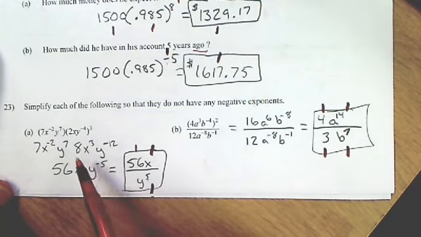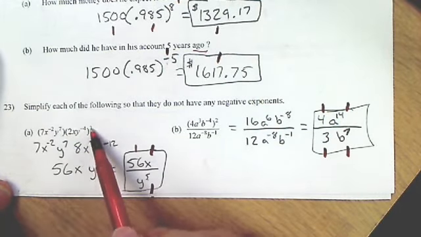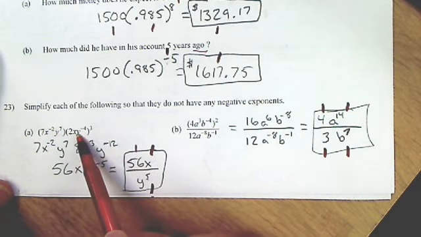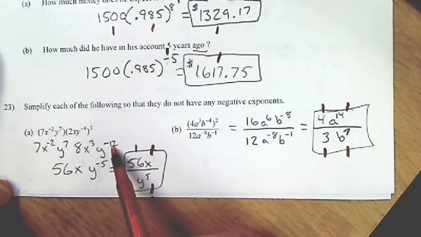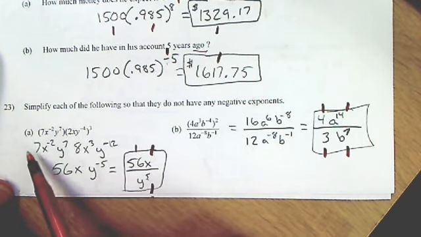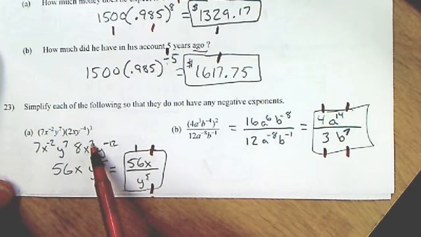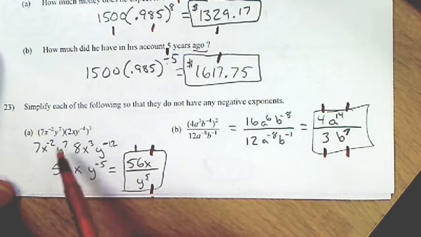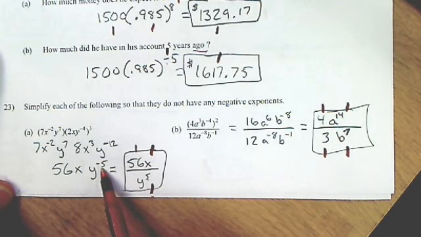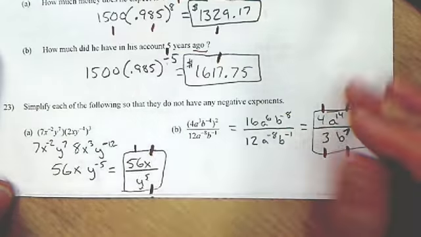2 to the third is 8. X to the third is x to the third. X to the negative 4 raised to the third is x to the negative 12th. 7 times 8 is 56. X to the negative 2 times x to the third, you just add the exponents. That'd be to the first. Y to the negative 5, so the negative 5 puts it down on the bottom.